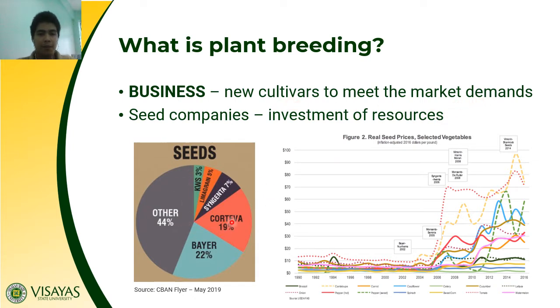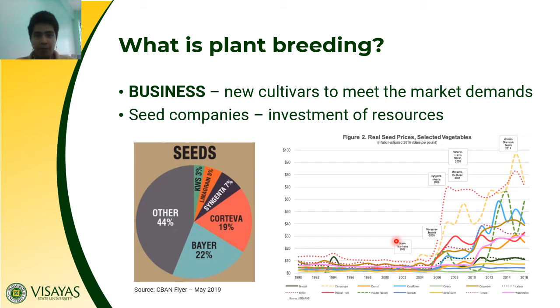You have here a pie graph showing you the seed companies playing in the market. So we have here first the Bayer, 22%, Corteva, 19%, and all other seed companies. So there's not only one, but there are many seed companies in the market playing with each other, playing against each other just to sell their new varieties and encourage the end users to buy those new developed varieties.